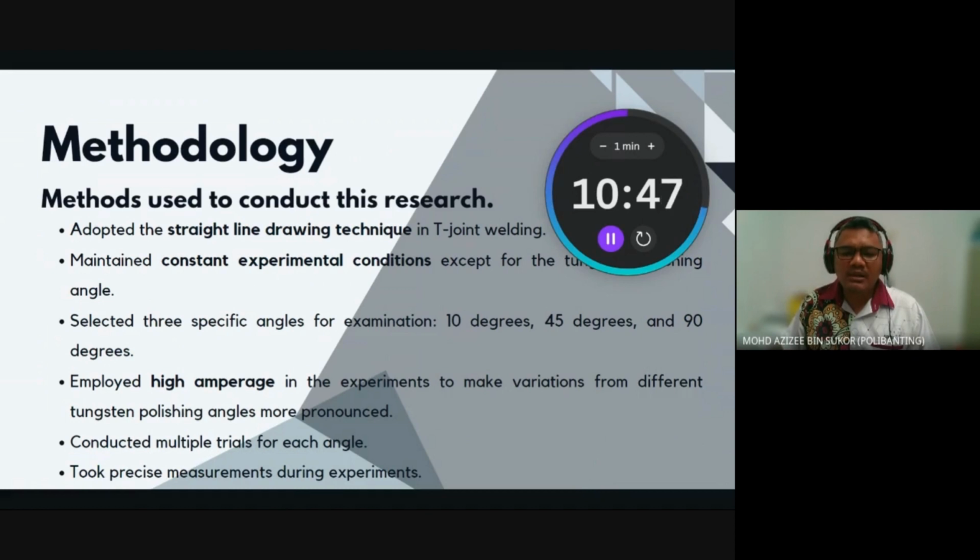I examined three angles, 10, 45, and 90 degrees, representing common tungsten polishing angles, and used high amperage to highlight the angle-induced variation. I conducted repeated trials for each angle for consistency, and recorded detailed measurements on arc characteristic and molten pool expansion.